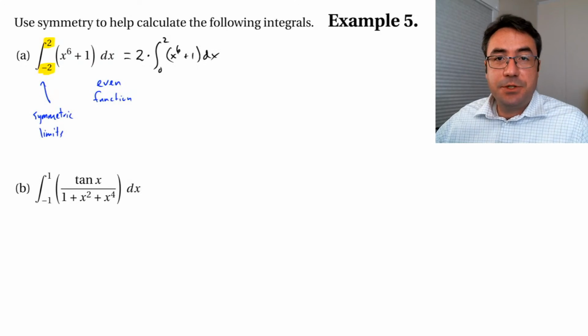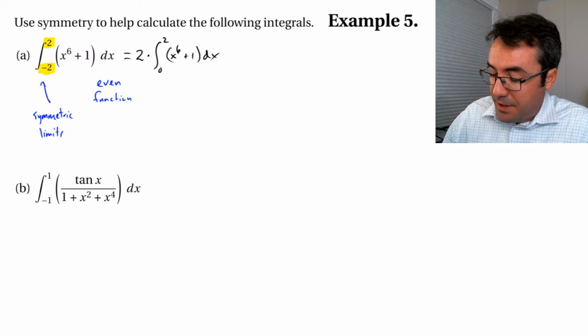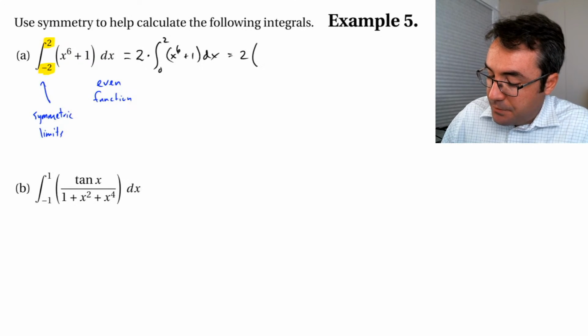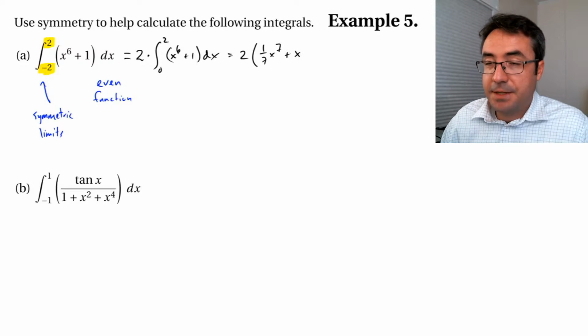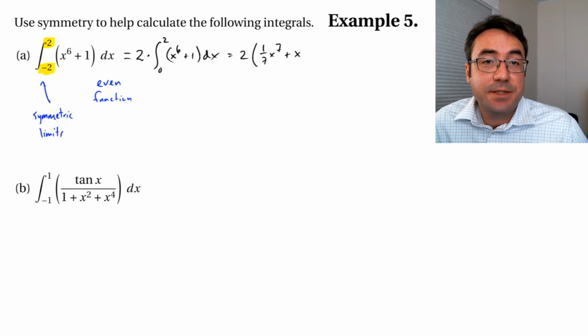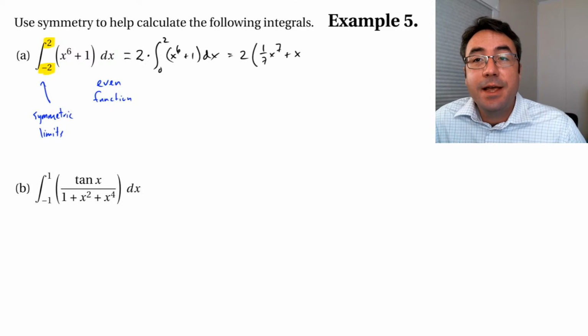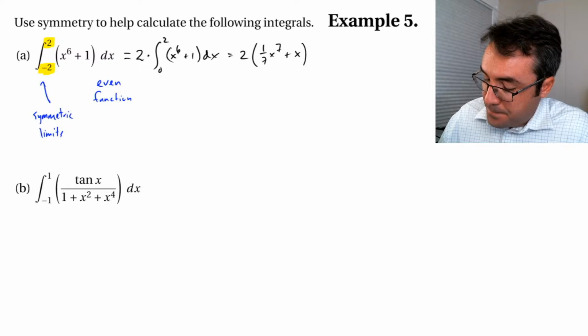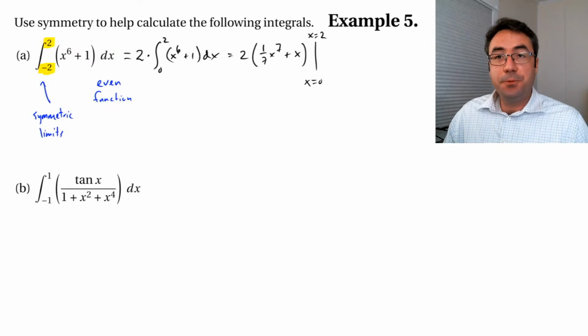And now it's just regular integration. So find the antiderivative, keep the 2 in front. Basic power rule, the antiderivative of x to the 6 is 1 over 7 x to the 7. The antiderivative of the +1 is x. And then we evaluate from x equals 0 to x equals 2.